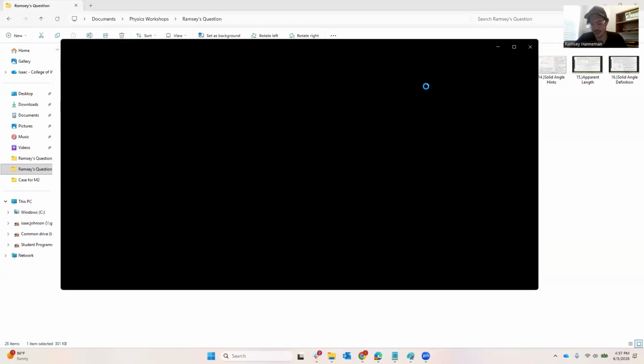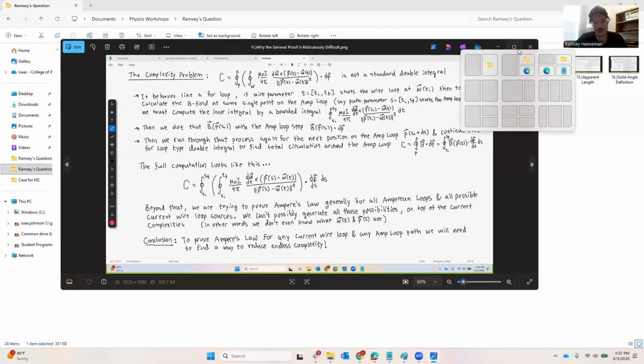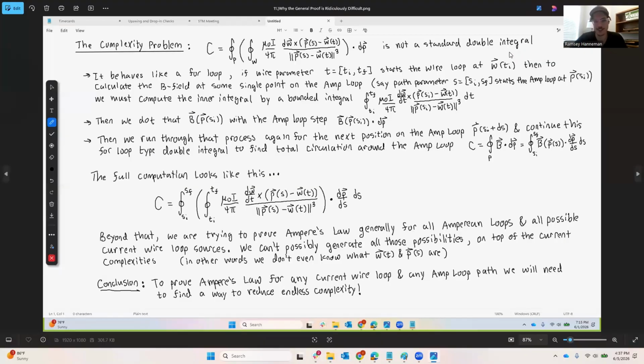And look at that integral too. That integral is not easy, so it's not like you're doing an easy integral every time. And not only that, we're trying to prove this generally. We don't even know what W of T and P of S even are. We're trying to do it for every possible configuration of wire and loops. There's another layer of infinity. We've got infinities on infinities on infinities. So we need to look for a way to cut the complexity, right?